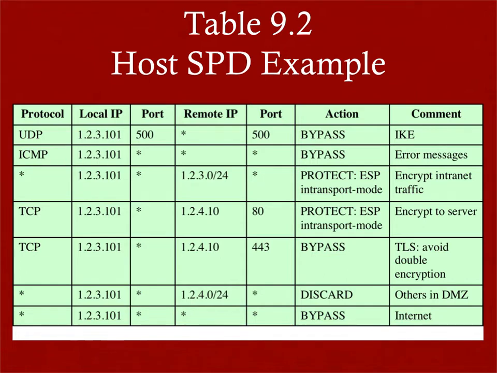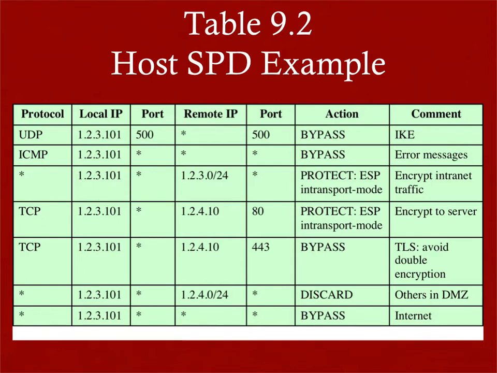Same thing, anything that uses ICMP, as we talked about in Network 1, is used to report error messages. So we use it sometimes for ping and traceroute. In that case, I don't have to secure that particular traffic. So again, it's bypassed, and it's used for error messages, and so on.